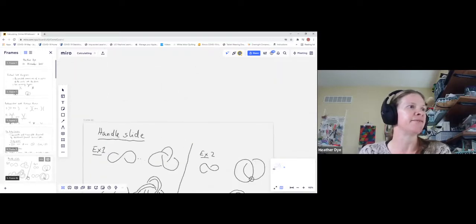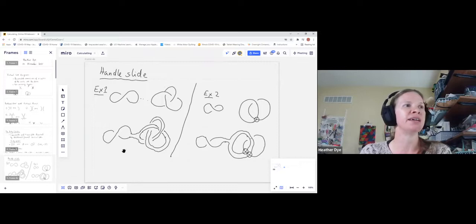Then we have handle slides, and here are some examples of handle slides. Right now I'm still focusing on the classical case. So here's an example of a classical handle slide, but later on we're going to move into considering the virtual case. And when we think about the virtual case, our handle slide will also go through virtual crossings. So when you go over a virtual crossing, it'll just introduce another virtual crossing here.